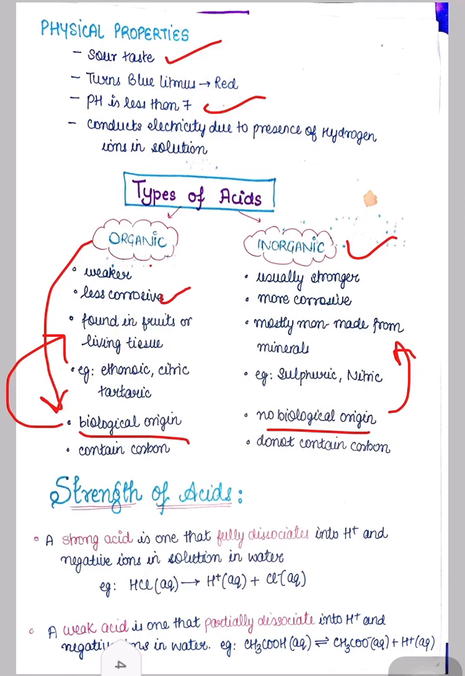By strength we mean whether it is a strong acid or a weak acid. So a strong acid is one which fully dissociates. Fully dissociate means it completely dissociates into H positive and negative ions when dissolved in water. Giving the example of HCl: HCl in aqueous form gives you H positive and Cl negative ions. A weak acid is one that partially dissociates. Partially dissociate means it will not completely dissociate, but gives you a few H positive ions. For example, acetic acid partially dissociates to give you acetate ions and a few H positive ions.